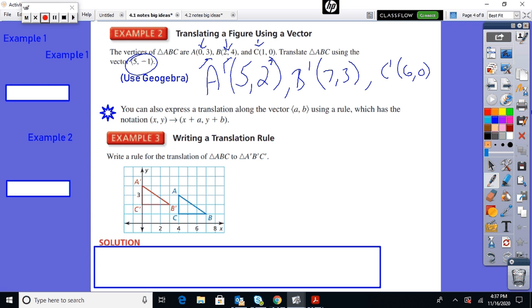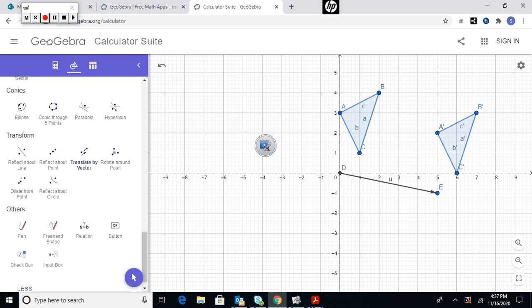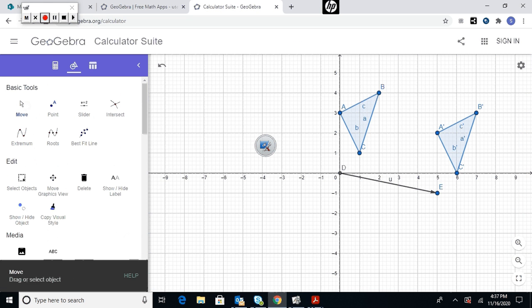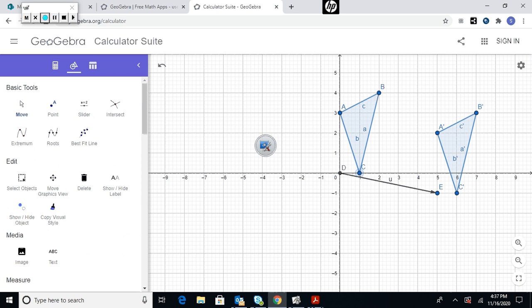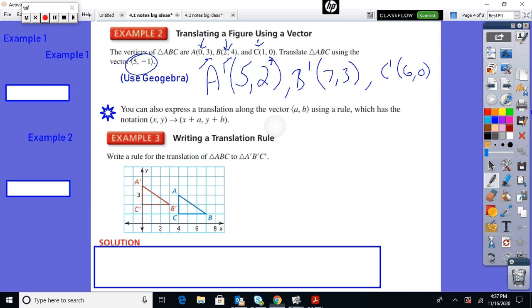And I messed up and I didn't put it at 1, 0, so let me just move that. So 1, 0, there we go. And you can see how it affects our C prime. All right, so that's how I checked myself. I'm like, oh wait, I have to go down 1 and I didn't go down 1, so now it's all down 1.